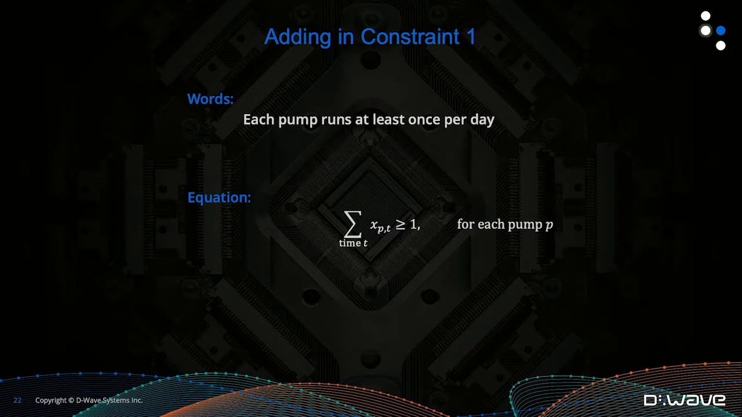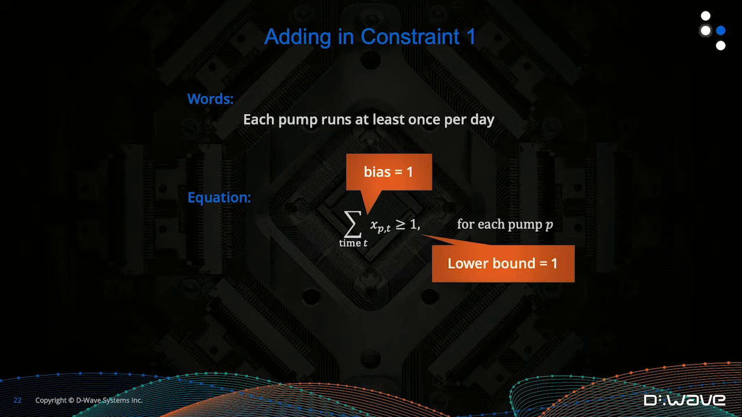Next, we're going to look at constraint 1. This was that each pump runs at least once per day. This was where we were summing over the rows in our table of binary variables. We need to make sure that the sum of the binary variables for each pump p over all of the time slots is at least 1. So what should this look like? Well, in this case, our bias is just 1. Our coefficient is 1, we don't have anything really there, so that's just multiplied by 1. And our inequality has a lower bound of 1.